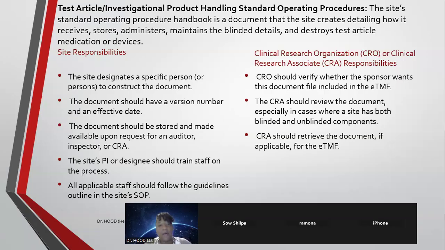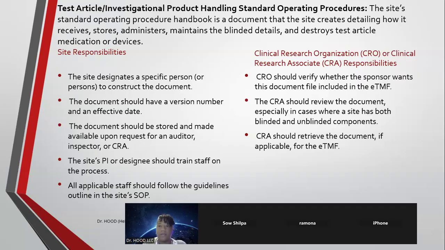The site's PI or designee should train staff on the processes. So as we know, the investigator is responsible for everything that happens on the site as it relates to that clinical trial. So they either do the personal training or they designate somebody to do the personal training. And again, it's usually their regulatory staff or quality person. All applicable staff should follow the guidelines outlined in their SOP.